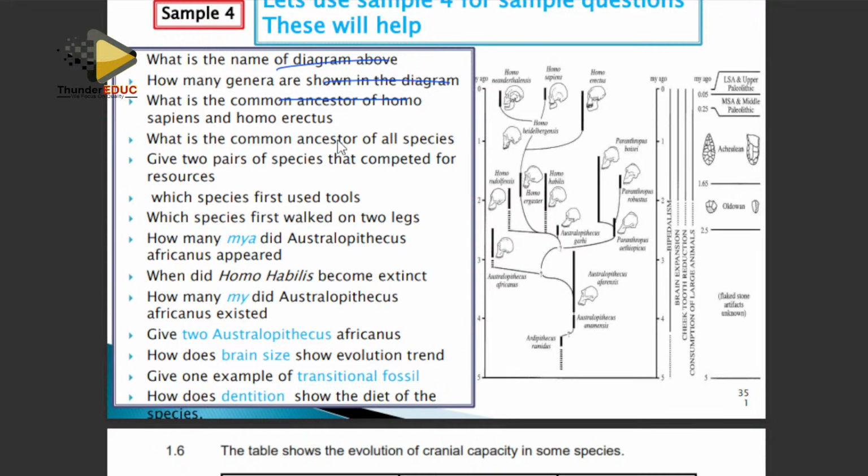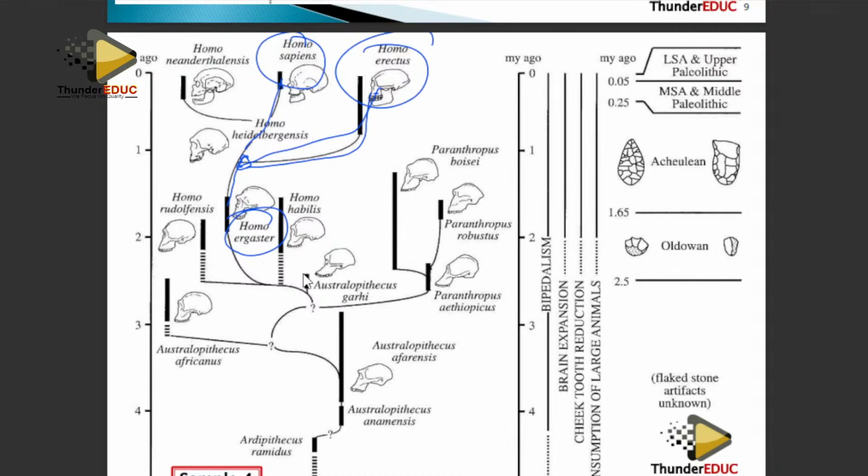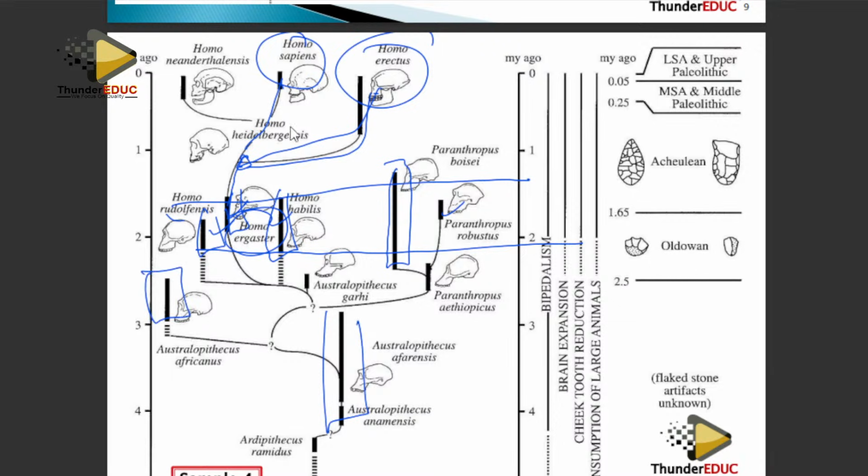What is the common ancestor of all species? It's this one, Adipithecus ramidus. Give 2 pairs of species that competed for resources. We need to find out which species competed for resources. You just draw: I see this one and this one and this one and this one. They competed for resources. If I draw a line like this, it means they are looking for species which existed at the same time. The length of the bar shows the number of years it existed. That's what it means.